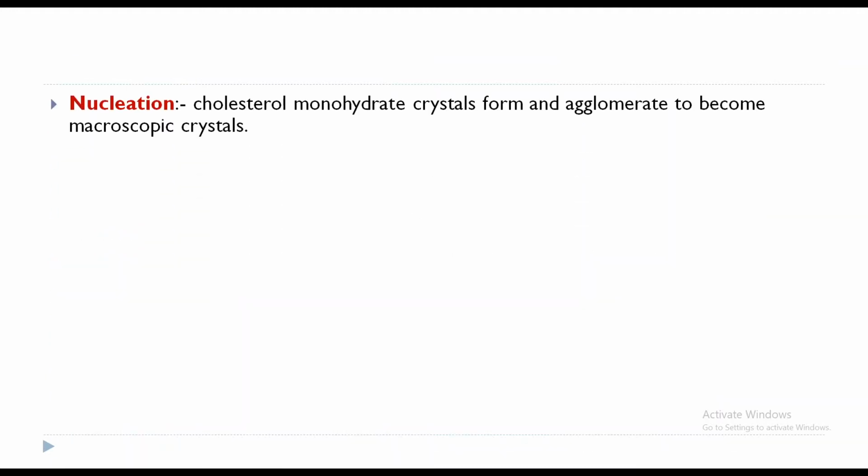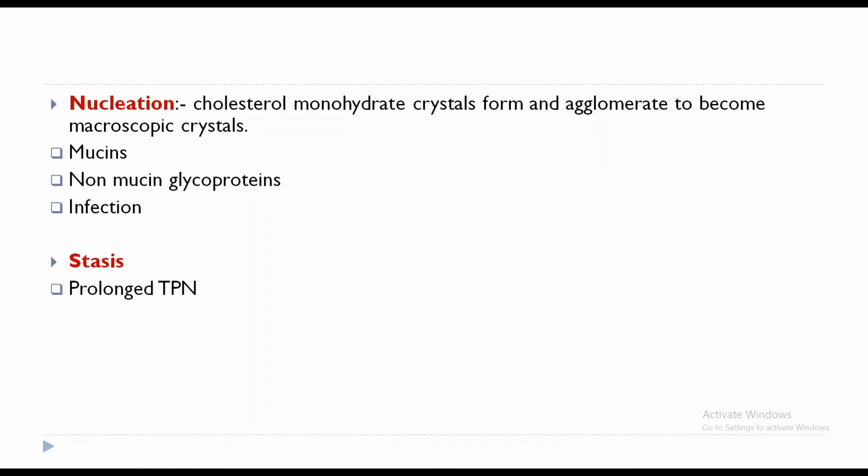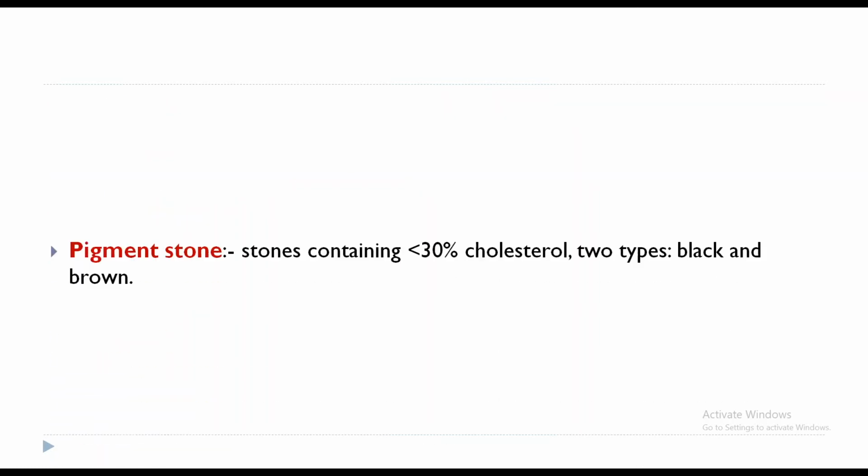Now, nucleation. Nucleation is when cholesterol monohydrate crystals form and agglomerate to become macroscopic crystals. This occurs due to mucins, non-mucin glycoprotein, and infection also. Stasis is the other reason. This happens in prolonged TPN, fasting, pregnancy, OCPs, burns, and in surgeries also.